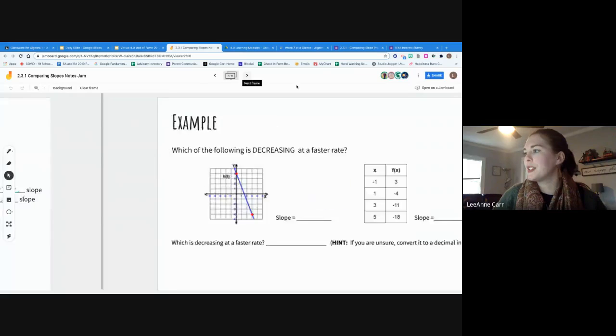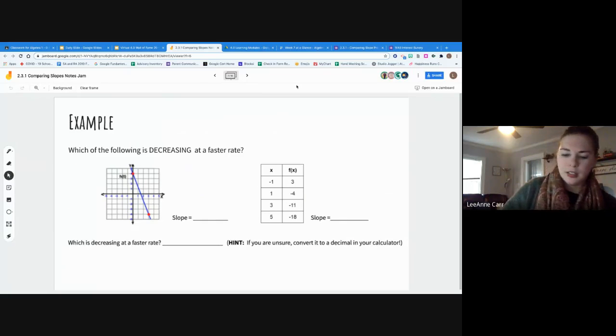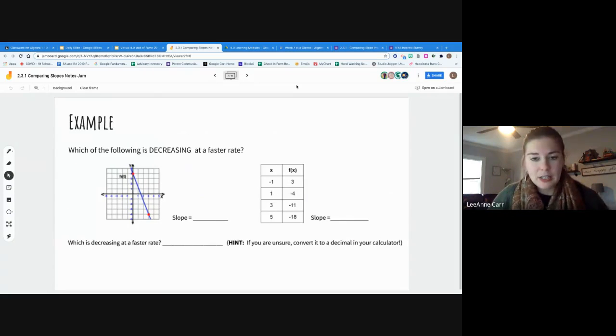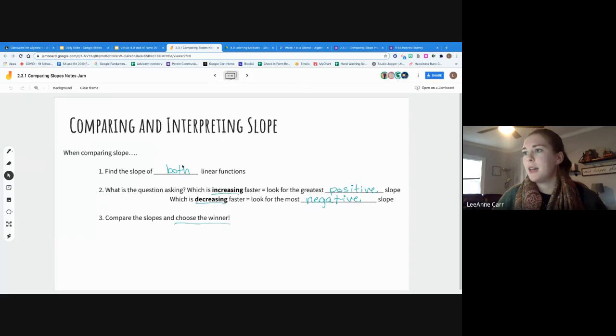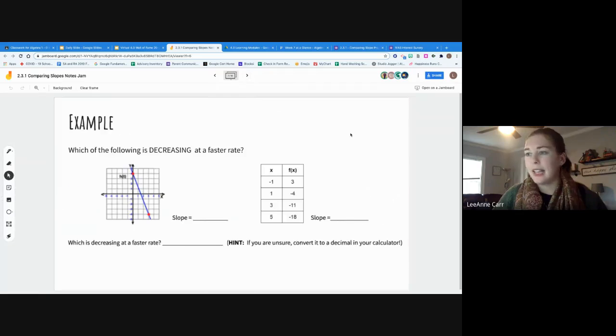So let's go to this first example. All right, I want to compare the slope of this graph and the slope of this table. So if we think back to our first step, I need to find the slope of both of these functions. Okay, now they're both functions. We can find the slope of both of them. We're just going to use different methods.